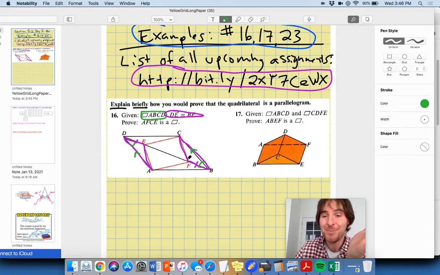Finally, what else is a parallelogram? What can we deduce from the fact that this is a parallelogram? Well, this side has got to be congruent to that side. So look at that. Here I would have an SAS.